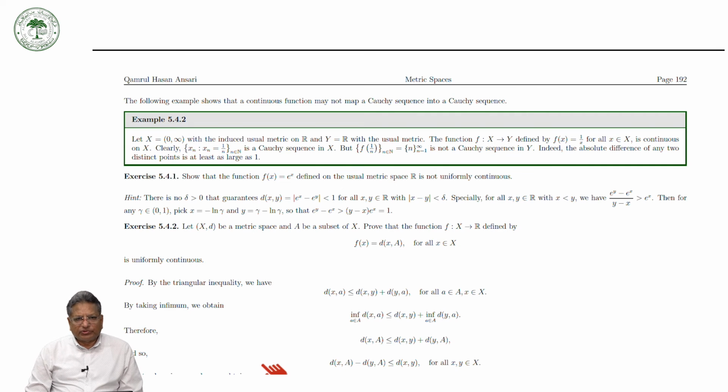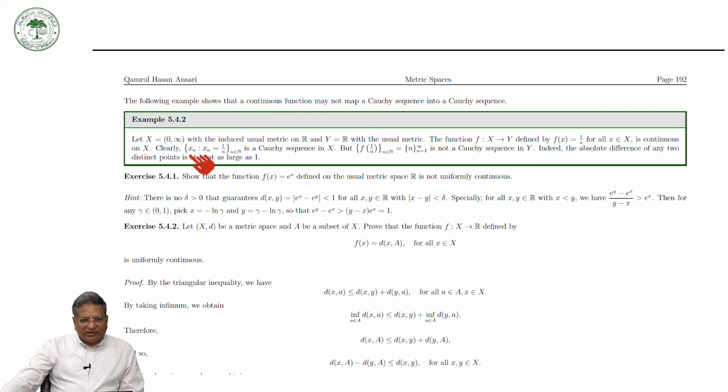Now, the following example shows that a continuous function may not map a Cauchy sequence into a Cauchy sequence. For example, we can consider a metric space X equal to the open interval (0, infinity) with the usual metric induced from R, and Y equal to R with the usual metric, and define a function f from X to Y as f(x) = 1/x for all x in X. And then of course the function f is continuous.